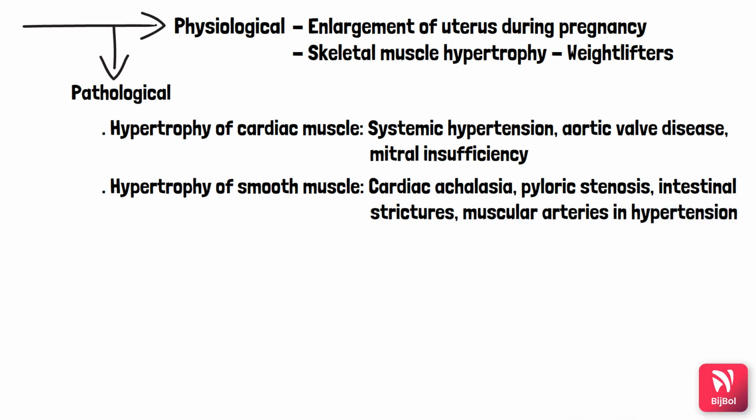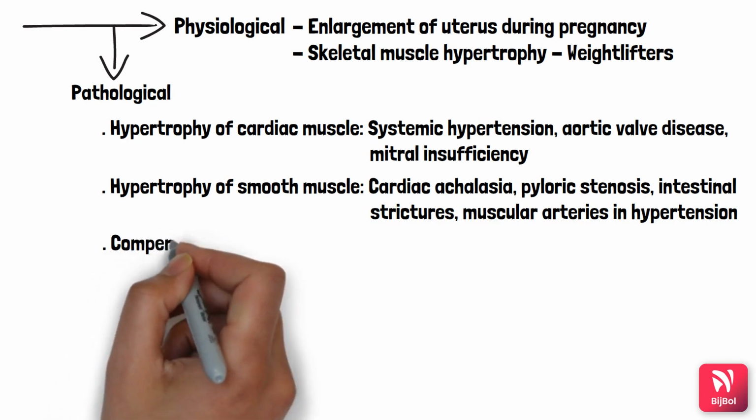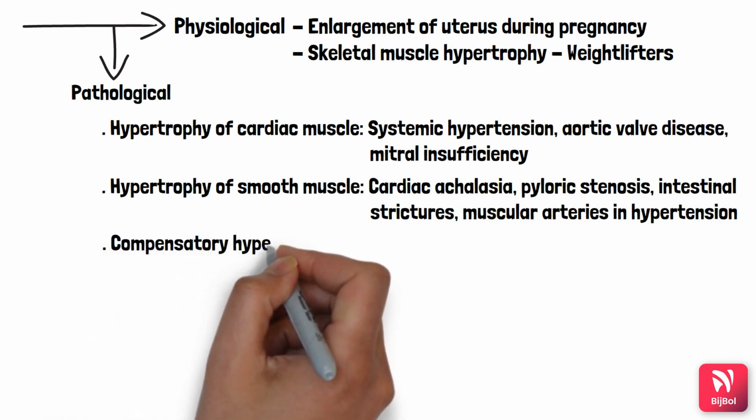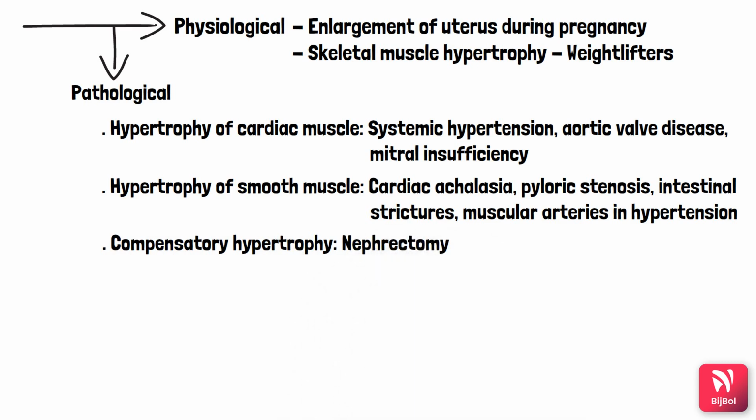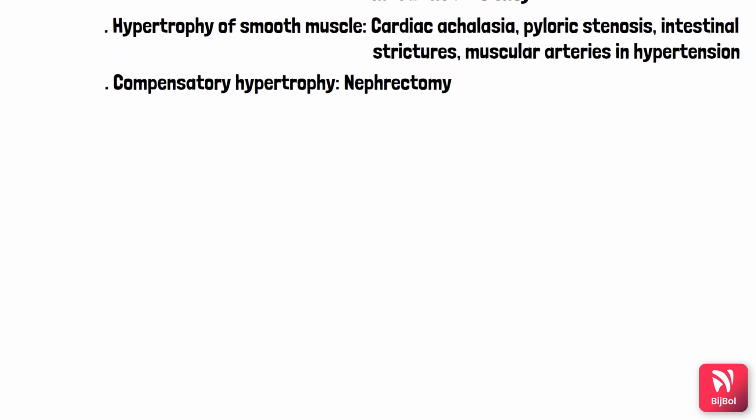And sometimes there will be compensatory hypertrophy. That means whenever one side, that is a contralateral organ, is removed, the remaining organ which is present will start to undergo an increase in size. That is called compensatory hypertrophy, which can be seen in nephrectomy, where after cutting off a kidney, the other kidney which is remaining will undergo an increase in size. That is called compensatory hypertrophy.